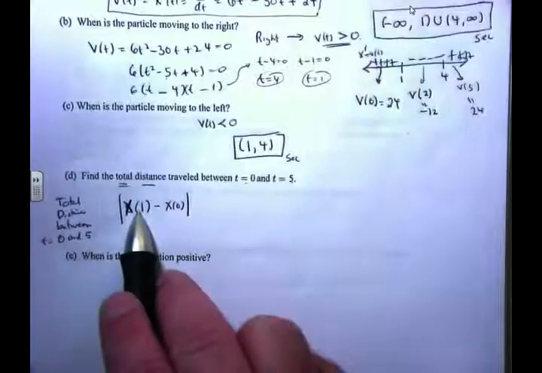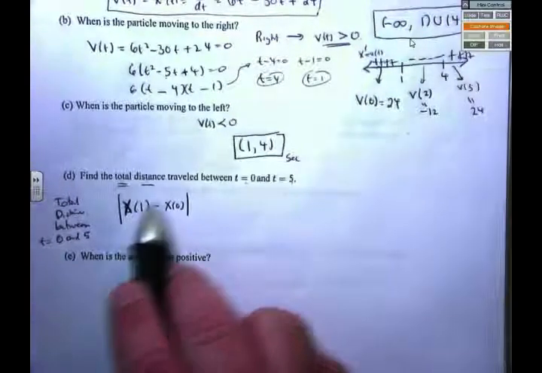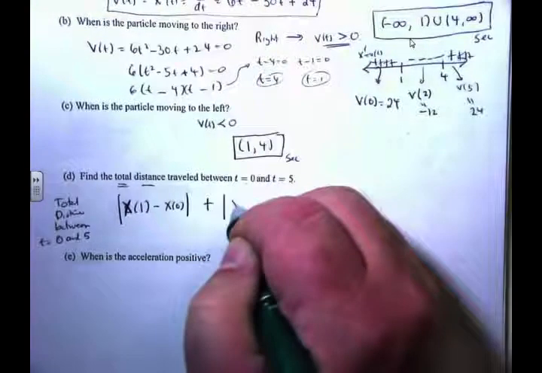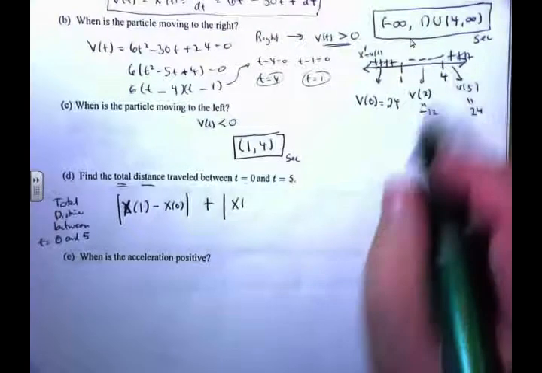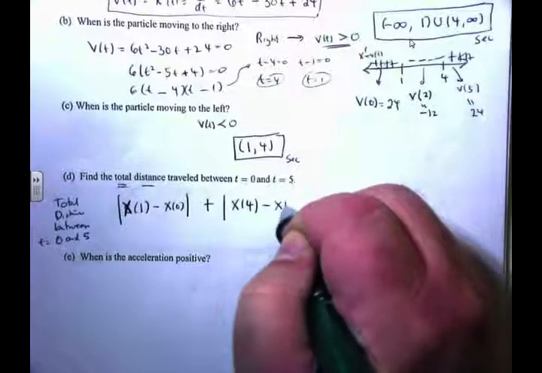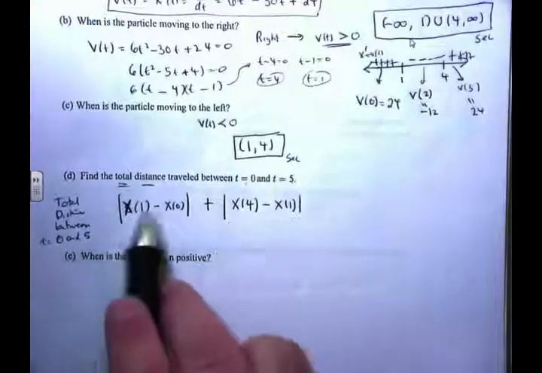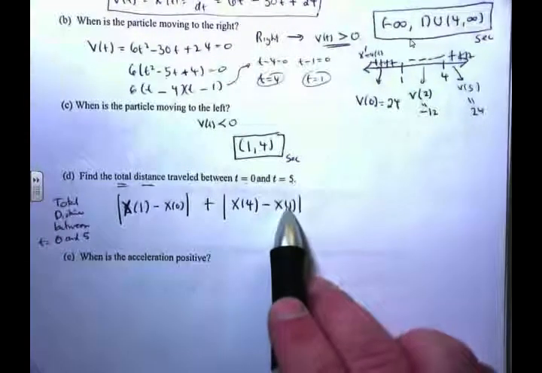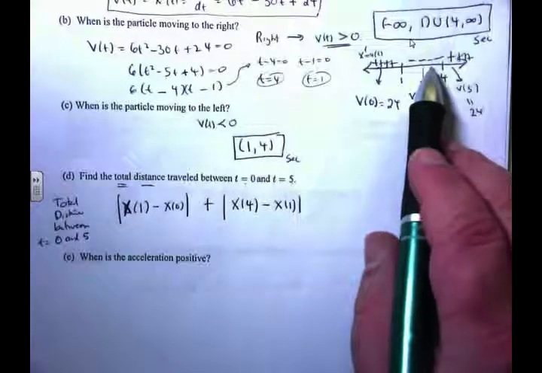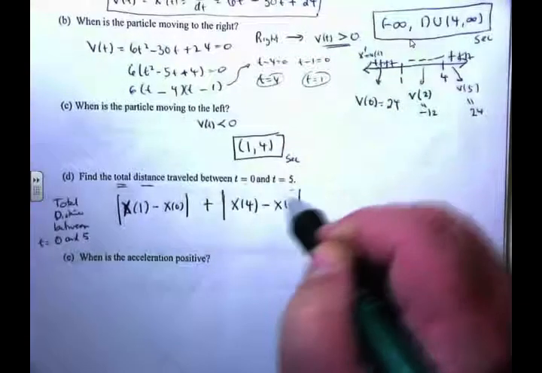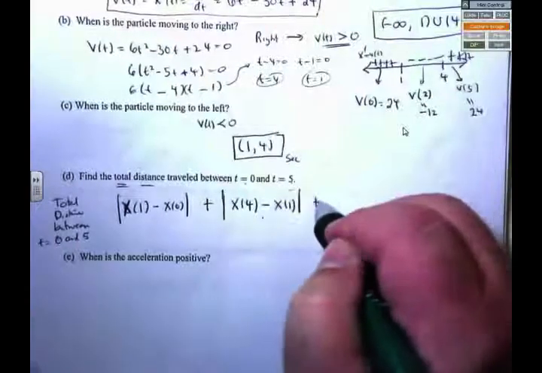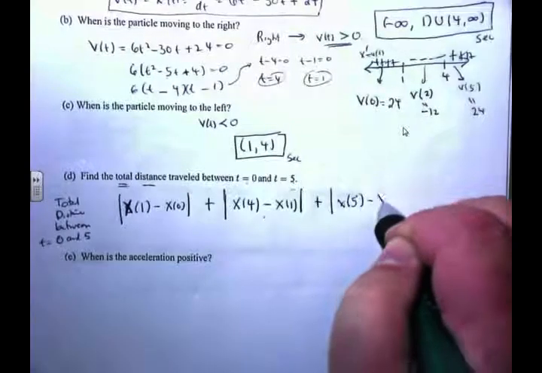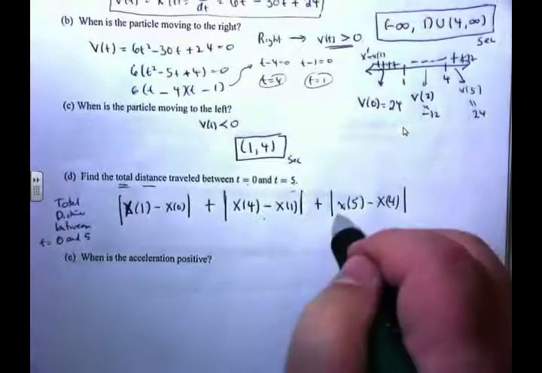Why? I'm starting at 0 because they told me to, and I stop at 1 for just a second, and I cut it off because that is going to be where I'm moving to the right. Then I'm going to add it to, I'm going to start back at 1 again and go all the way up to 4. So it'll be X of 4 minus X of 1. This will be the distance between 1 and 0 when I'm moving to the right. This is the distance between 4 and 1, 1 to 4 seconds, which is when I'm moving left, and I'm going to take absolute value of it. I do expect this value to be negative because I'm moving left. Then I'm going to add that to the rest of the time. And I'm supposed to end at 5, so this would be X of 5 minus X of 4 when I'm moving back to the right again.